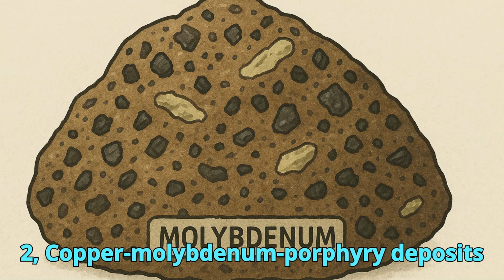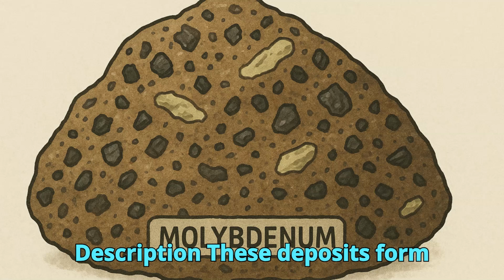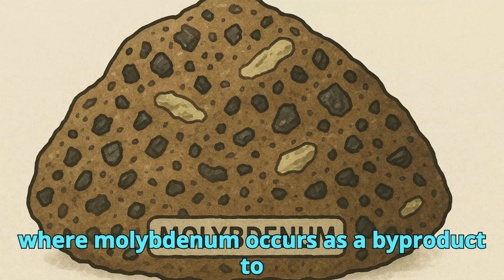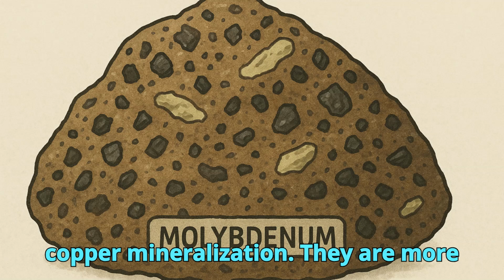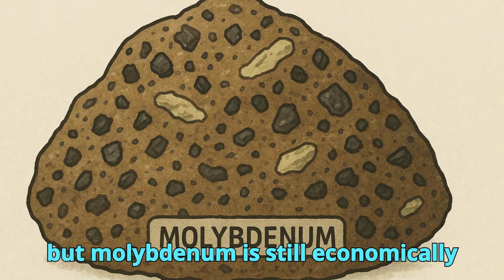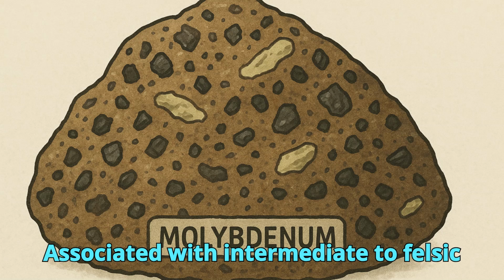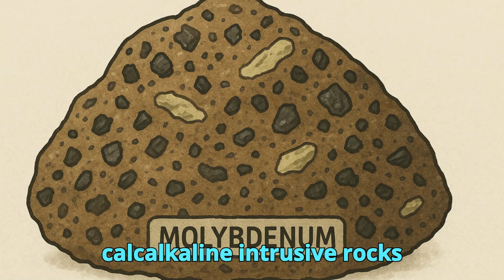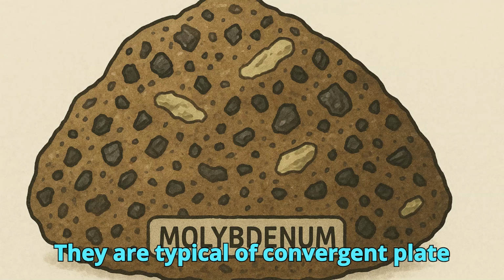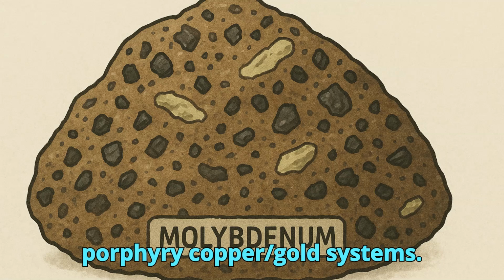2. Copper-molybdenum porphyry deposits. Description. These deposits form in subduction-related magmatic arcs, where molybdenum occurs as a byproduct to copper mineralization. They are more copper-rich than Climax-type deposits, but molybdenum is still economically significant. Geological setting. Associated with intermediate to felsic calc-alkaline intrusive rocks, granodiorite, quartz monzonite. They are typical of convergent plate margins and are closely related to porphyry copper-gold systems.